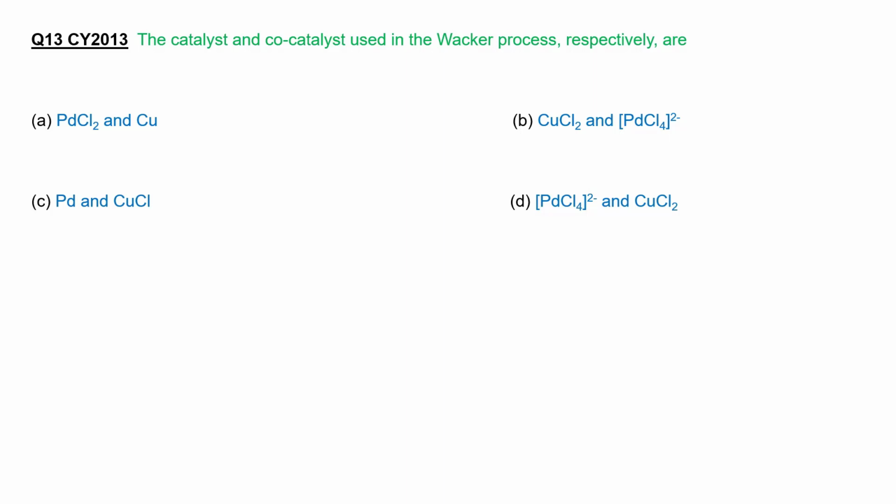Question number 13, CY 2013. And the question is, find the catalyst and co-catalyst used in the Wacker process. Now, there are four options given. First, option A, PdCl2 and copper, where PdCl2 is catalyst and copper as co-catalyst.